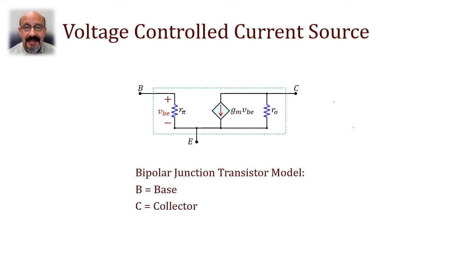Now, this model has a resistor connected between base and emitter that we call R pi, and has a dependent current source. This current source depends on a voltage, the voltage between base and emitter, labeled as VBE. And then we have an output resistance connected between collector and emitter called RO.